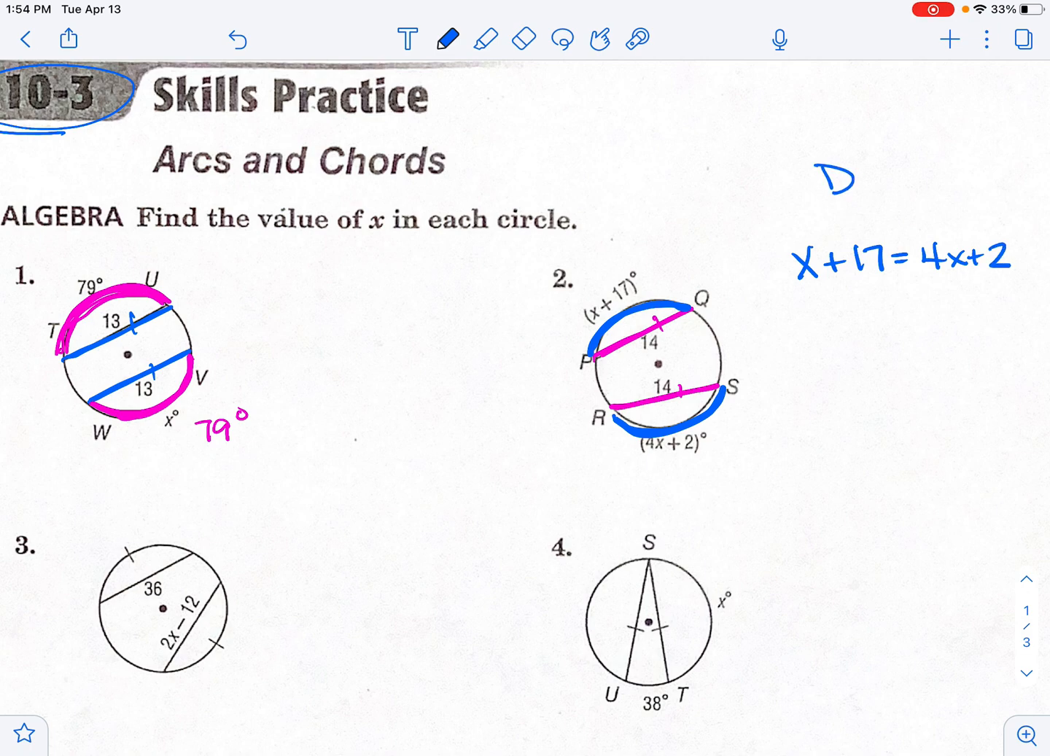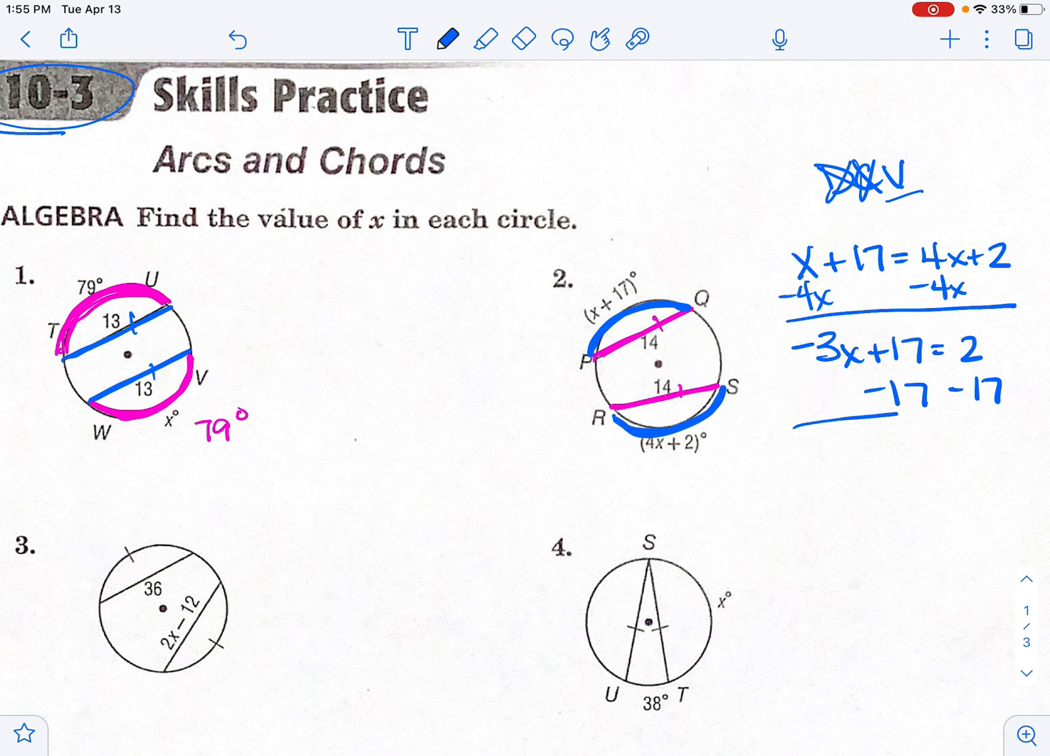We're going to solve this by distributing, combining like terms, and moving our variables to one side. So again, that's what D, C, and B stands for. Distribute: there's nothing to distribute. Combine like terms: if I look on one side of the equation or another, there's no combining like terms, but I do have a variable that I need to move to one side. So negative 4x, negative 3x plus 17 is equal to 2 minus 17. Negative 3x is equal to negative 15. Divide by negative 3. X is equal to 5.